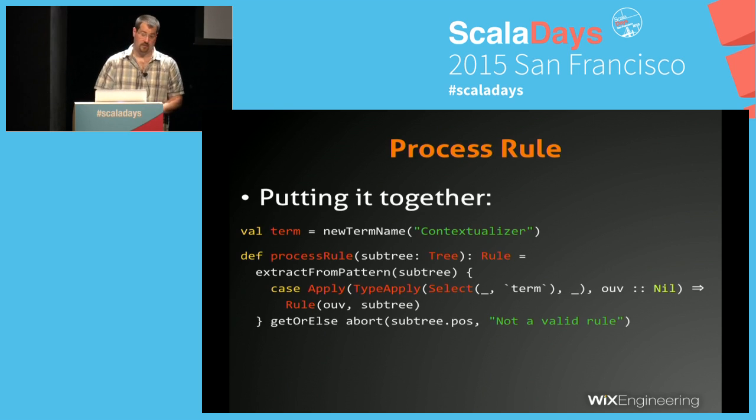If I could not find such a pattern, I want to abort the compilation, because this means that the user did something I did not expect, and I don't know how to deal with it. So I want to abort with a compilation error that says something along the lines of, hey, at this position you did something and I don't know what to do with it, so you're on your own. That's what abort does.